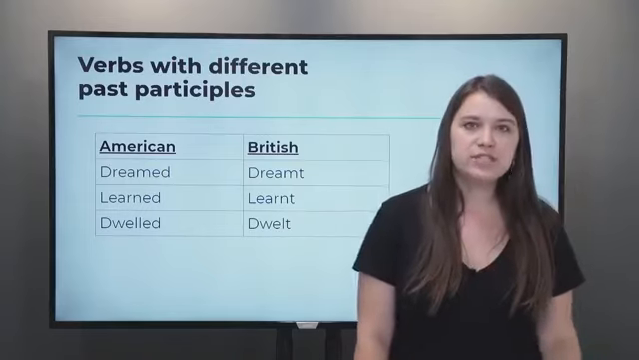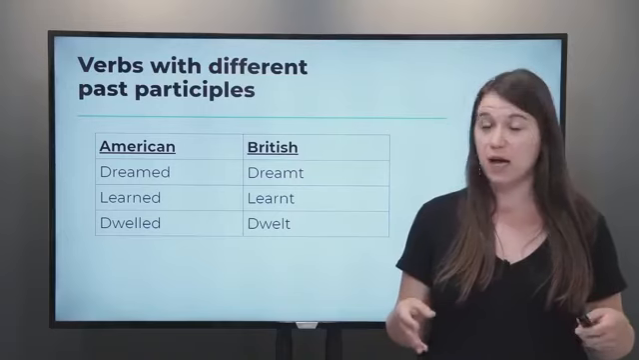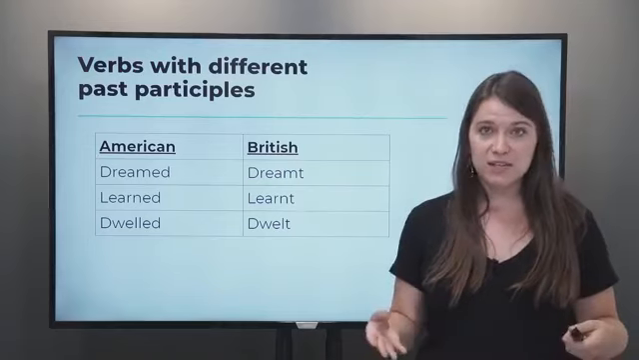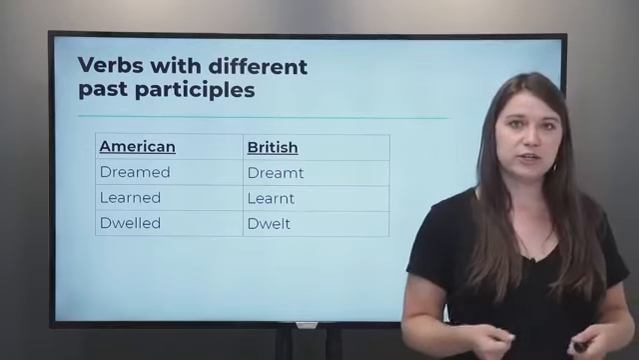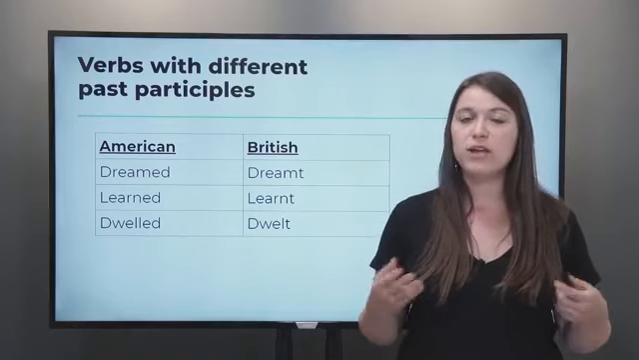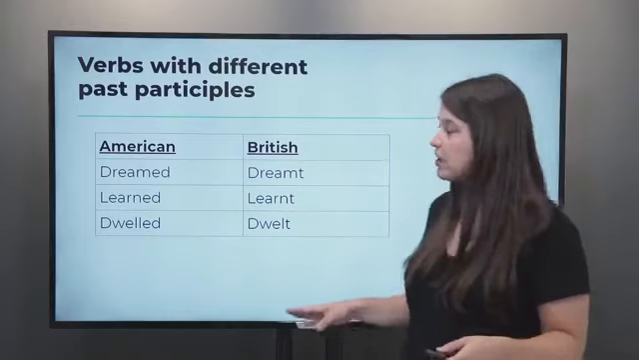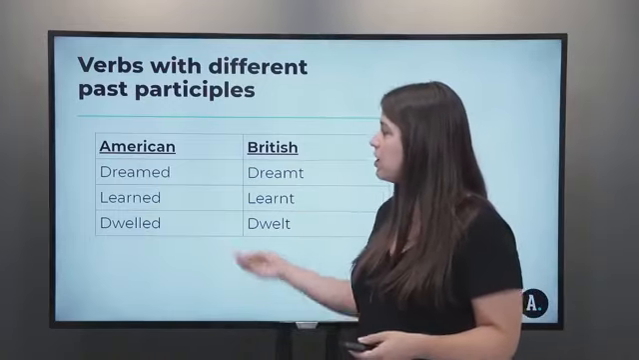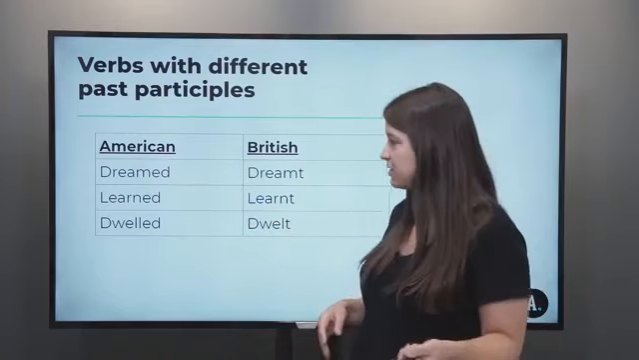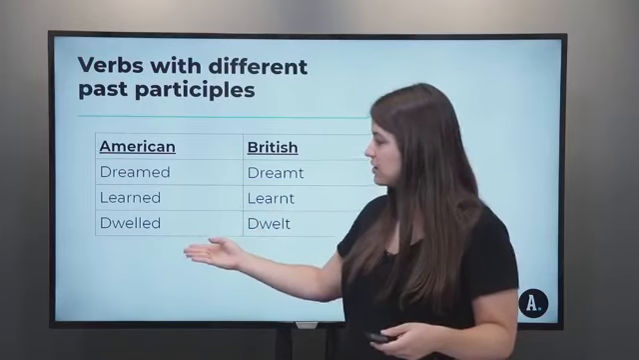Okay, another difference is the way that we conjugate verbs with the past participle. So in American English, these verbs would be considered regular verbs, and a regular verb in English ends in an ED. So these would be regular in American English. So like the verb to dream, you add the ED, dreamed. Like I have dreamed, he has dreamed, etc. Learned, the same thing, ED, and dwelled, ED.